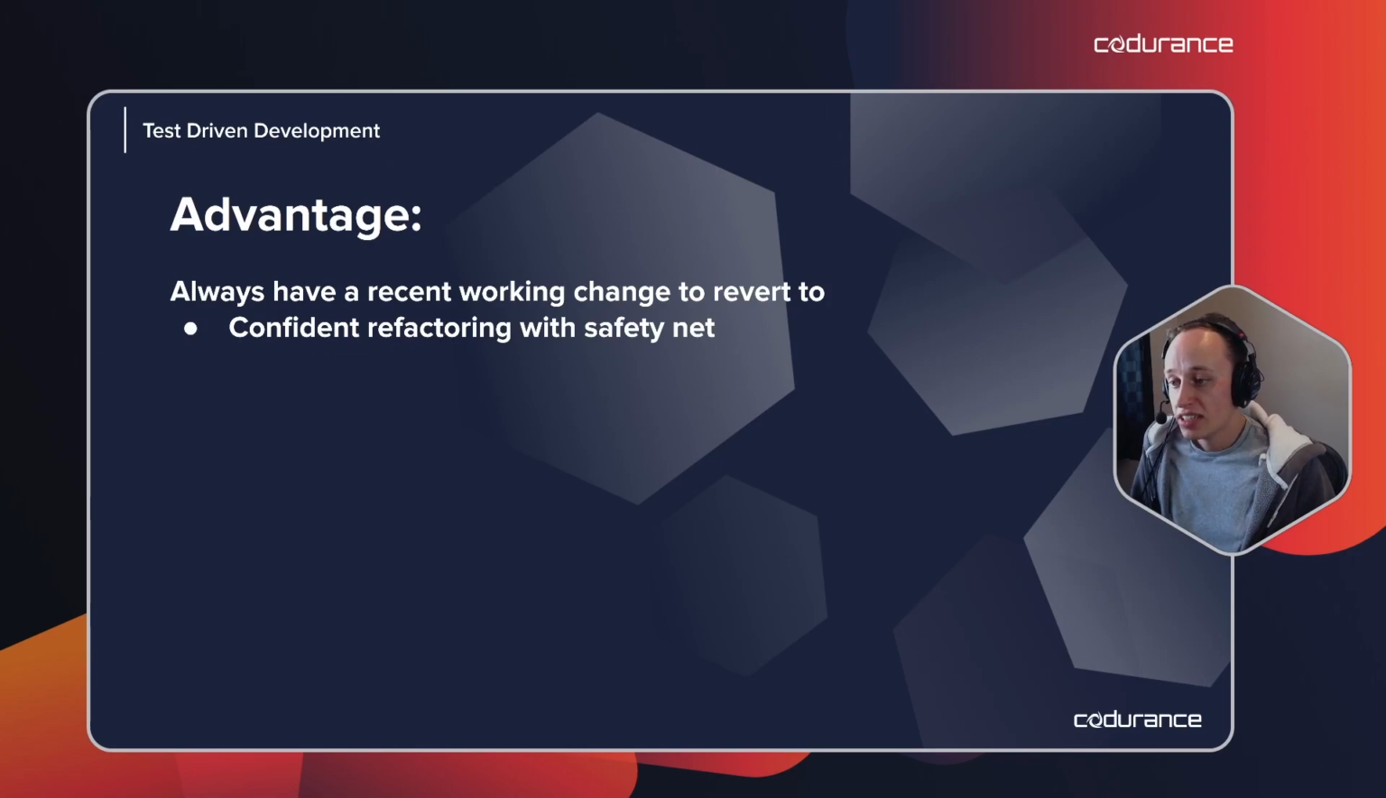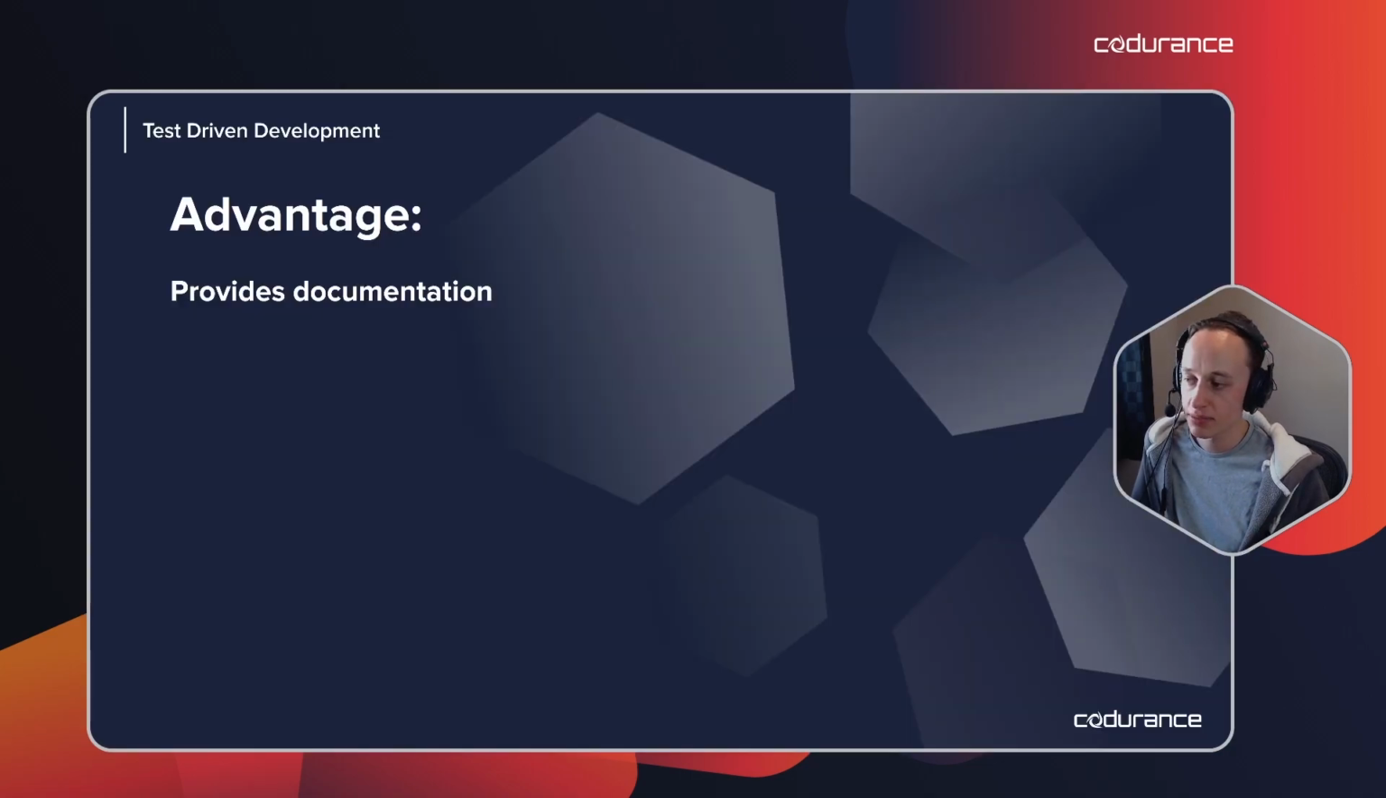And you always have a recent working change to go back to. So that's sort of a safety net I was referring to. You're able to confidently refactor, knowing that no matter what you do, you can just revert your changes and go back to a working version with a plethora of tests demonstrating that it works.